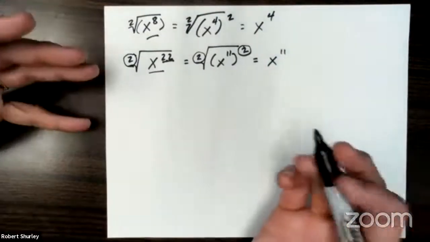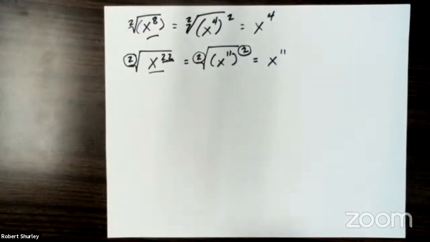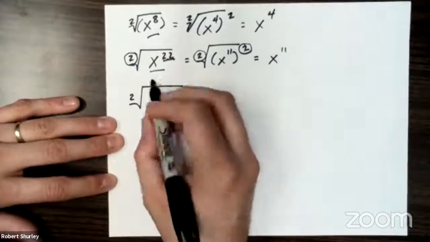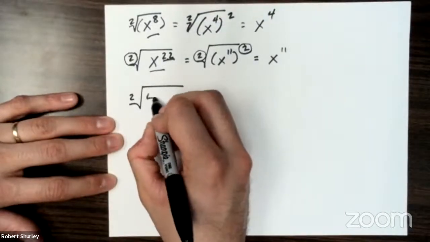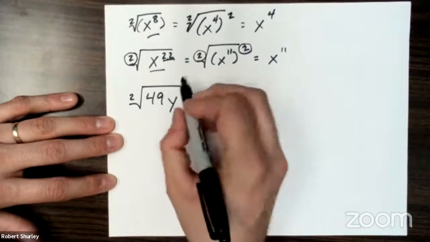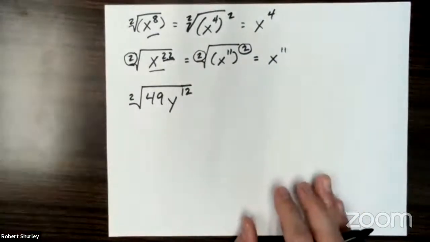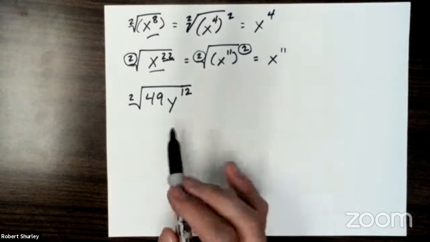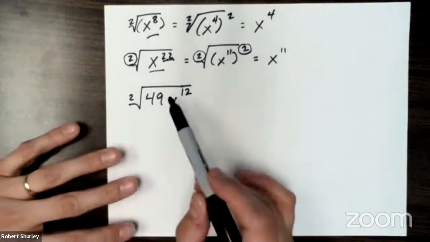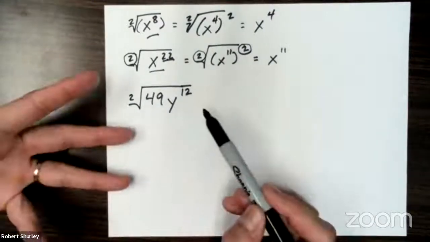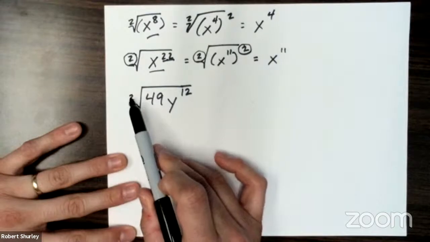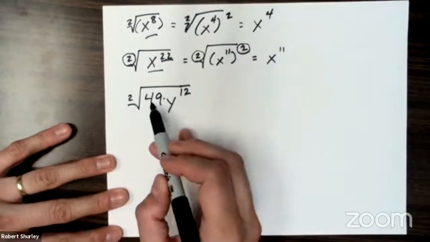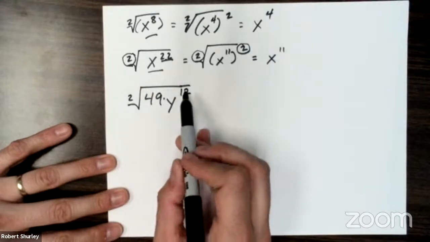So let's look at something a little more complex. Let's do two together, okay? Your book does two together. Let's say the square root of 49 y to the 12th. What I'm going to do here is the shortcut way. These are being multiplied together, so we can do this if they're being multiplied. What's the square root of 49? And then what's the square root of y to the 12th power?